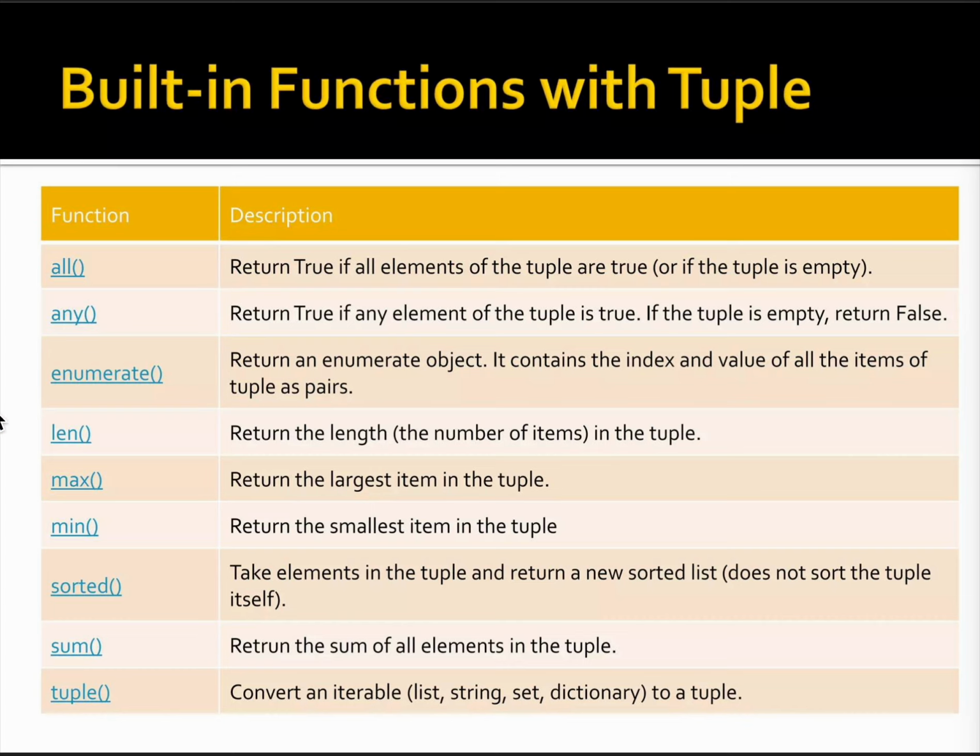Built-in functions with tuples. These are some functions which we can use with tuples, and they are built-in, like all, which returns True if all elements of the tuple are true. any returns True if any element of the tuple is true. Like that, max returns the largest item in the tuple, and min returns the smallest item in the tuple.